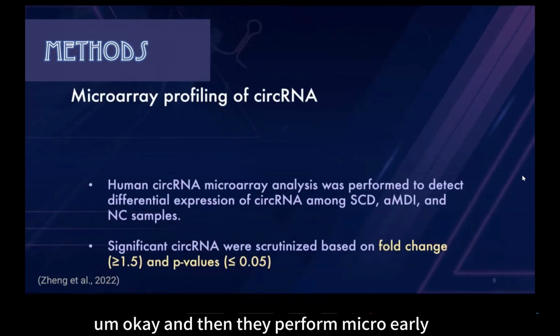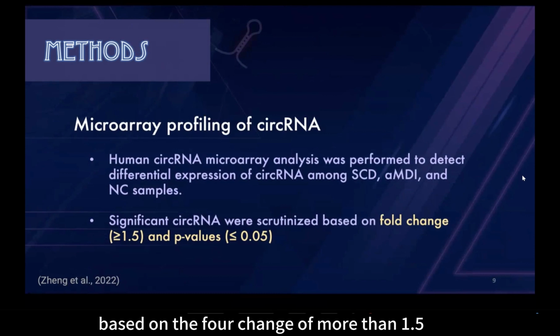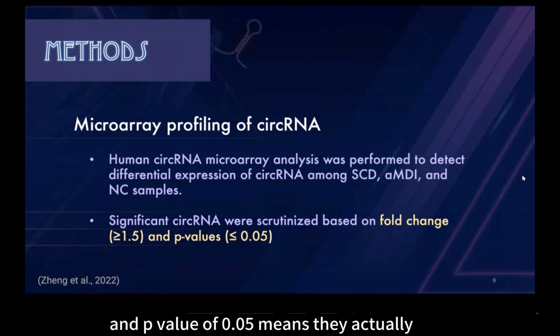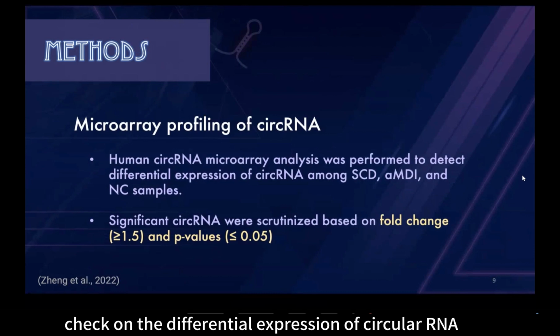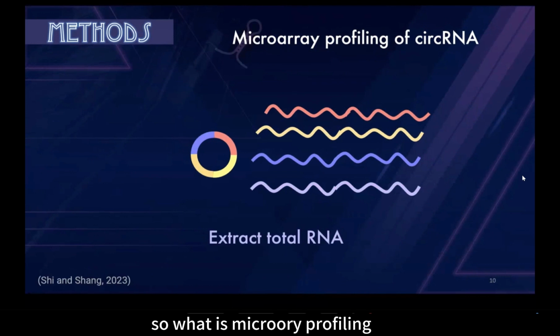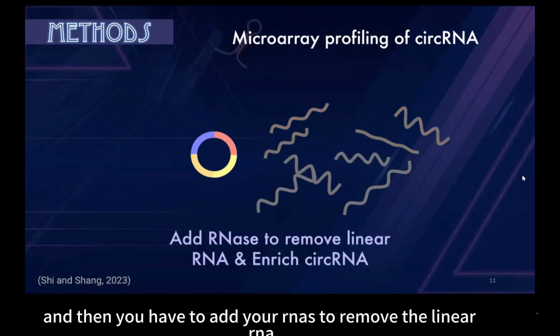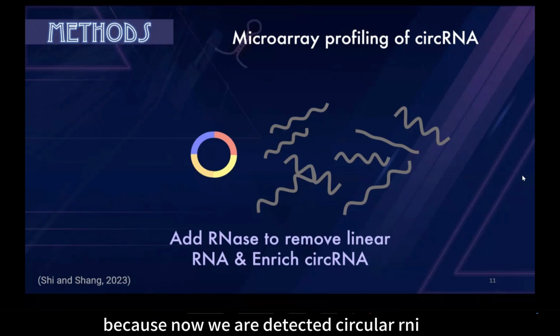Then they perform microarray profiling of the circular RNA, in which they scrutinize the circular RNA based on a fold change of more than 1.5 and p-value of 0.05. This means they check the differential expression of circular RNA in normal individuals as compared to SCD and AMCI patients. So what is microarray profiling? Initially you start by extracting your total RNA from your blood samples, and then you have to add RNase R to remove the linear RNA, because now we are detecting circular RNA.